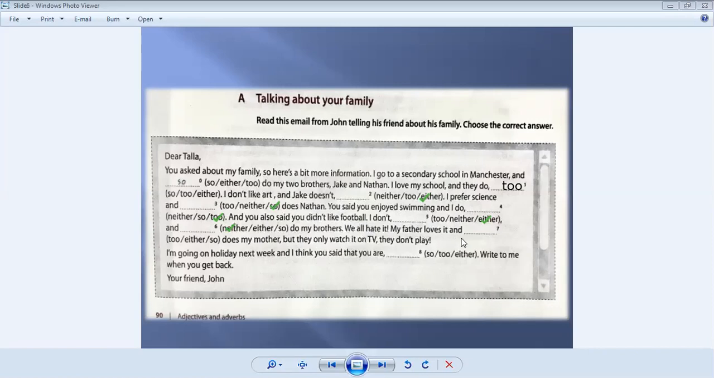My father loves it, and so does my mother. It's a positive sentence, so we cannot use either. And also we cannot use too, because we always use it at the end of the sentence, so we're going to choose so does my mother. But they only watch it on TV, they don't play. I'm going on holiday next week, and I think you say that you are too at the end of the sentence. And write me when you get back, your friend Joan.